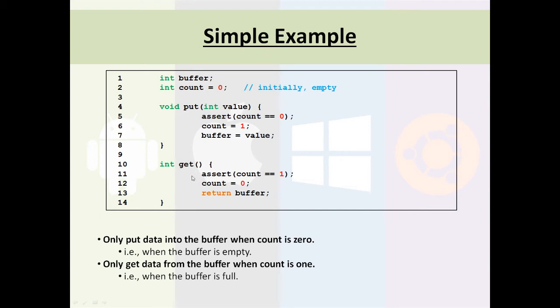Alternatively, the get is obviously when we want to get something. And we use that same if statement assert style feature here. So we check if this count is equal to 1, meaning that it is full. If so, we set the count equal to 0, and then we return that value to the user. Okay, so this is our simple put and get, or put into buffer and get from buffer, functions.